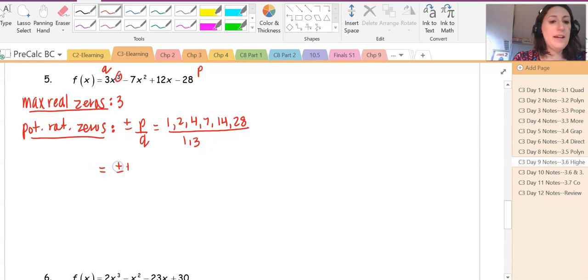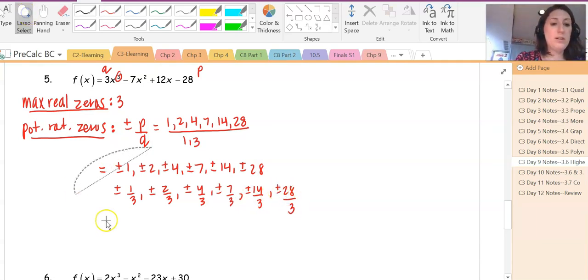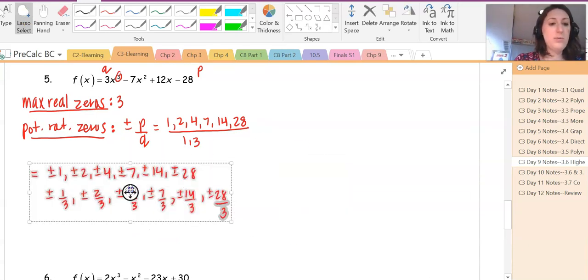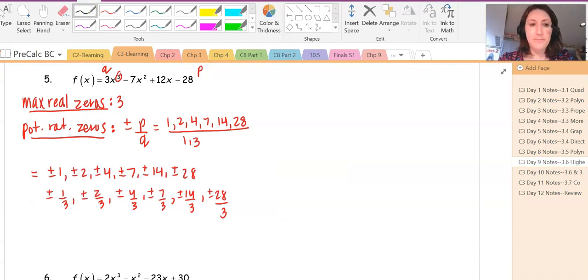Okay, so divide everything by 1. It's just that whole top list again. And I don't care about order here. And then divide everything by 3. You've got 1/3, 2/3, 4/3, 7/3, 14/3, and 28/3. And I'm going to move that over. Don't you wish you could do that? Okay, so what's your next step? Graph.